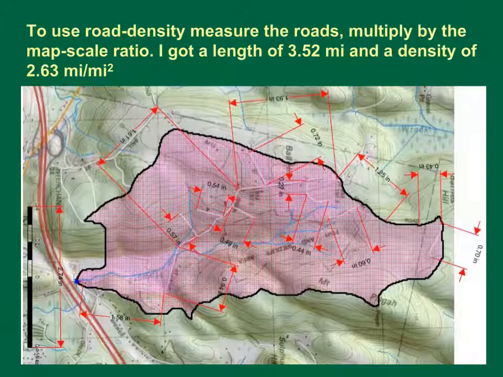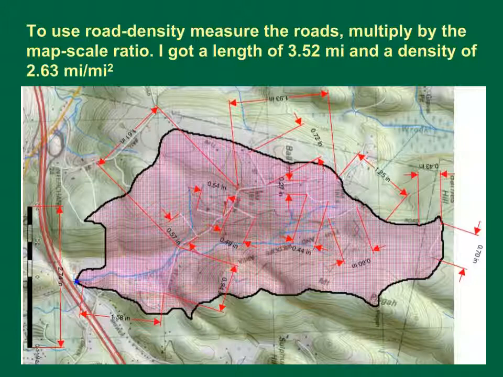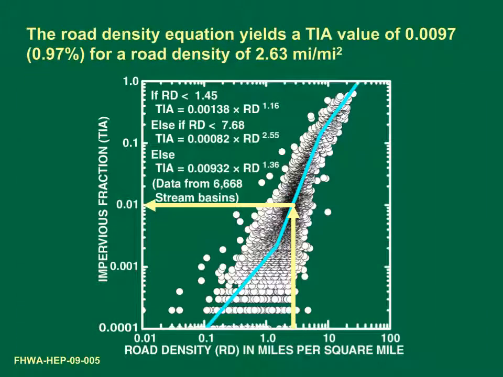To use road density to estimate TIA, measure the roads, multiply by the map scale ratio, and then use the TIA regression equation. I used the Adobe PDF measurement tool and got a length of 3.52 miles and a density of 2.63 miles per square mile of roads. The road density equation, which we discussed in the module on imperviousness, yields a TIA value of 0.0097 or 0.97% for a road density of 2.63 miles per square mile.